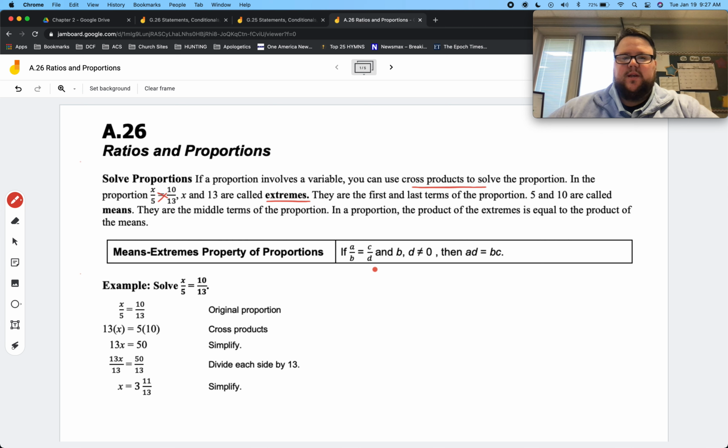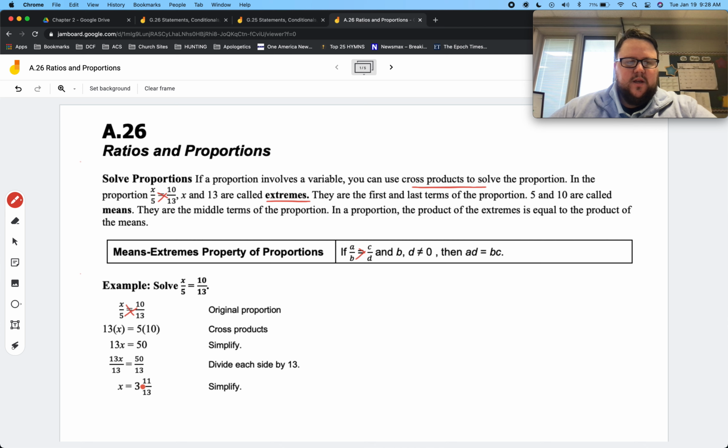Means extremes property. So if A over B equals C over D, and B and D do not equal 0, because you can't divide by 0, you can't have 0 in the denominator, then AD equals BC when you cross multiply. So we're going to solve x over 5 equals 10 over 13. When we cross multiply, x times 13 is 13x. 5 times 10 is 50. So 13x equals 50.